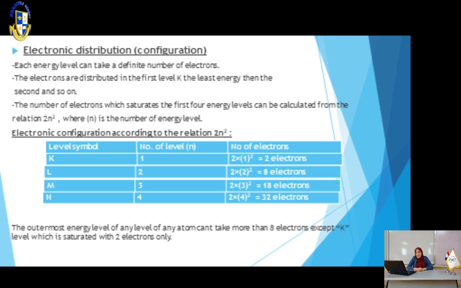The level symbol K, its number is 1, and according to the relation 2n², it's saturated by 2 electrons. While the L level, its order is 2, and it's saturated by 8 electrons. While M, its order is 3, and it's saturated by 18 electrons. N level, its order is 4, and it's saturated by 32 electrons. We can see that the outermost energy level of any atom cannot take more than 8 electrons, except the K level, which is saturated by only 2 electrons.